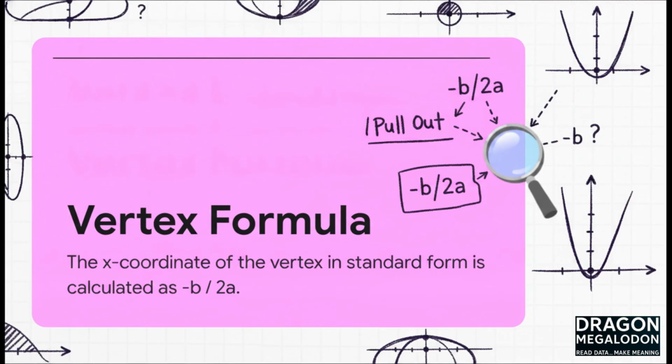That's when we deploy this cheat code, the vertex formula. The x-coordinate of the vertex in standard form is always exactly -b/2a. It's incredibly efficient. Say your b is 4 and your a is 2. You just divide -4 by 4, and your center x-coordinate is -1. Instant. You pull those coefficients straight out of standard form, run that quick division, and you completely bypass all the messy algebra to find the exact center of your parabola.